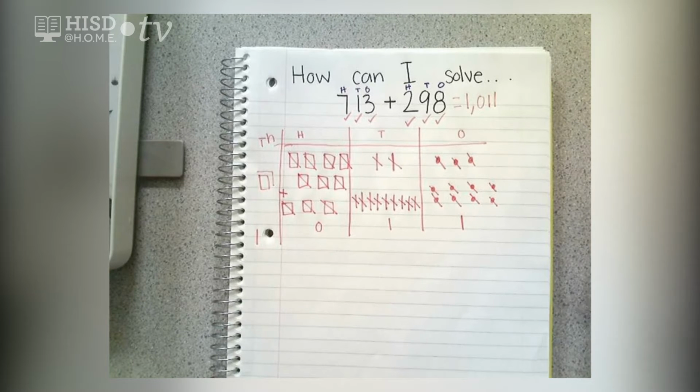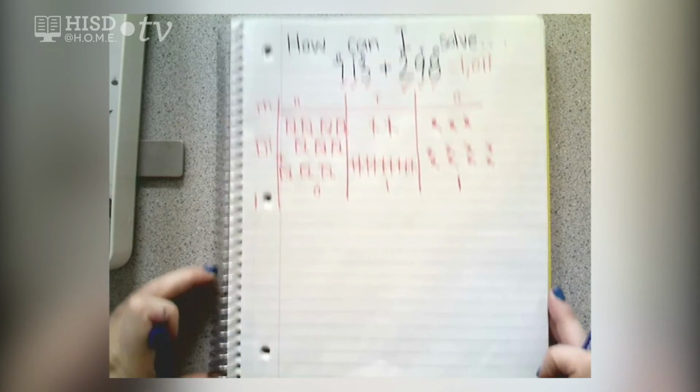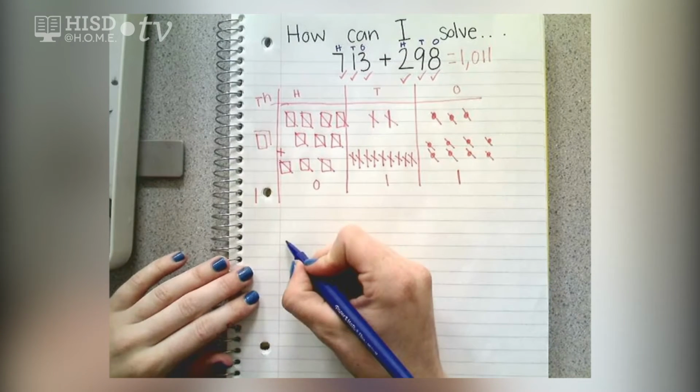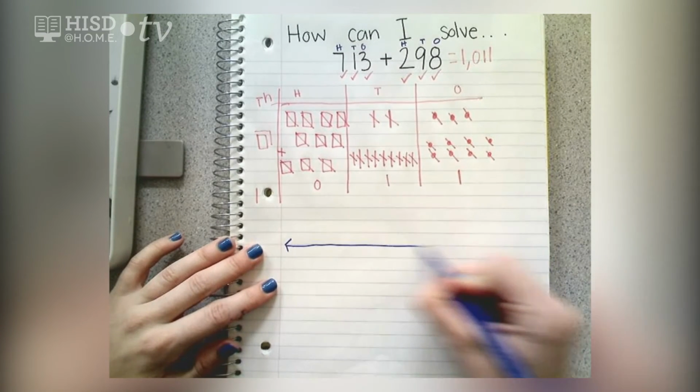1,011. Now let's check using a number line. There's a couple different ways about going about this. Like, you really could do a lot with a number line. We've used it for addition, we've used it for subtraction, we've used it for all sorts of things. With this number line, I'm going to be adding. I'm going to make a nice big number line.